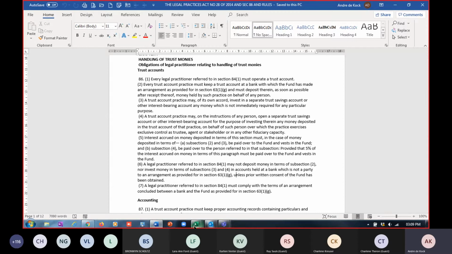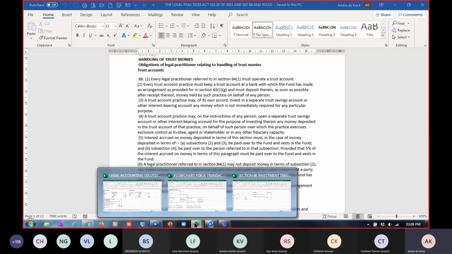Let us now have a look at the practical implementation of this. I want you to go to question C1 in your handout. We're skipping B because B is bank reconciliations. So in your handout, I want you to go to question C1, which says at the top, section 86 investments.